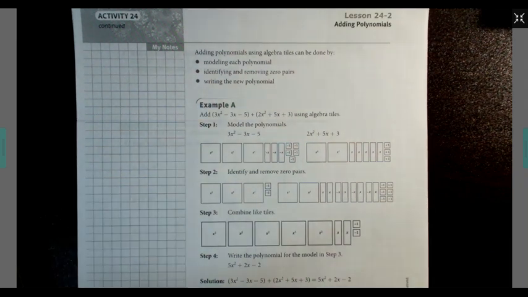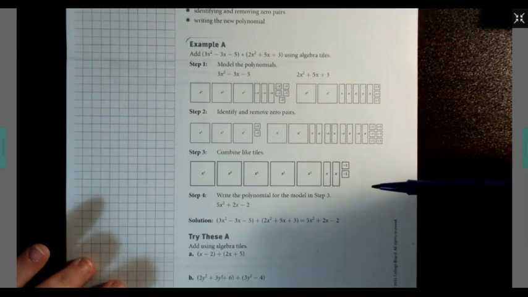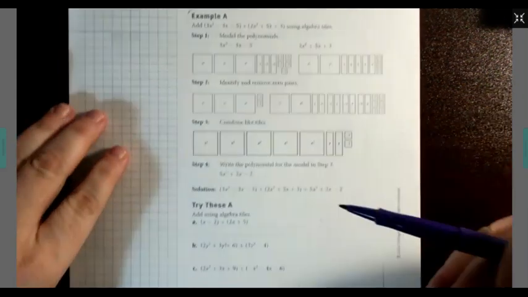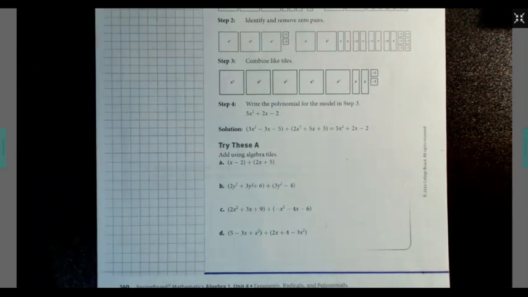Now we will be covering example A. The introduction to example A says, adding polynomials using algebra tiles can be done by modeling each polynomial, identifying and removing zero pairs, and writing the new polynomial. Example A has been worked out for us. We're actually going to dive into the try these A.